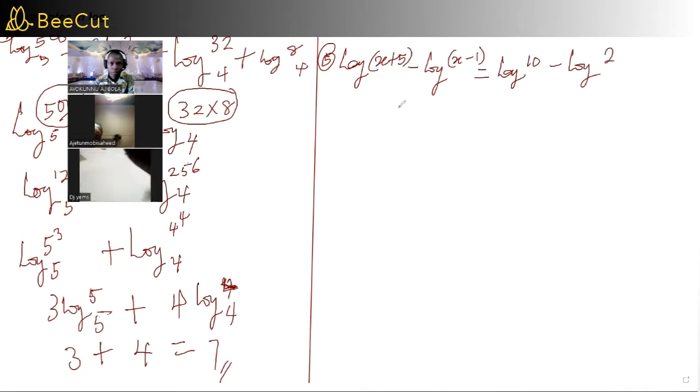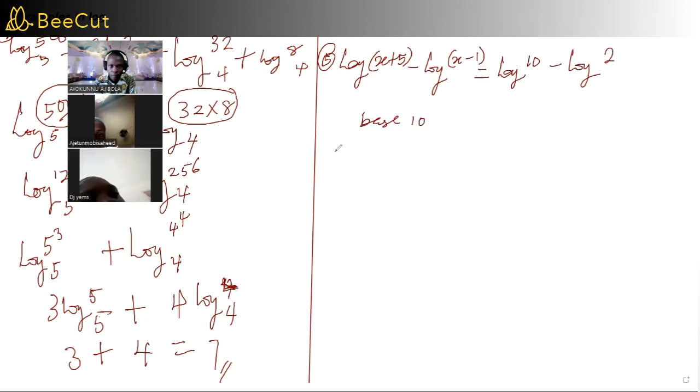Now, what is the base of this log? Is there any base? No. Whenever you do not see any base, you take it as base 10. Very good. So that means we can still combine them on the two sides.